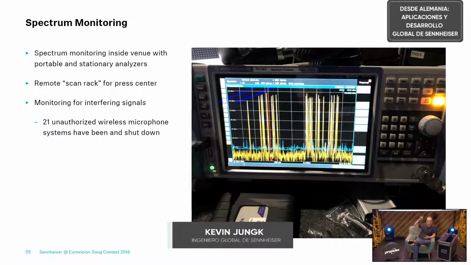And when you look long enough at those lines, you know which ones are yours and which ones are illegal. So it's like looking at the Matrix.